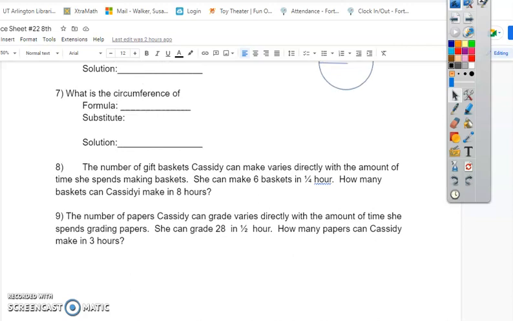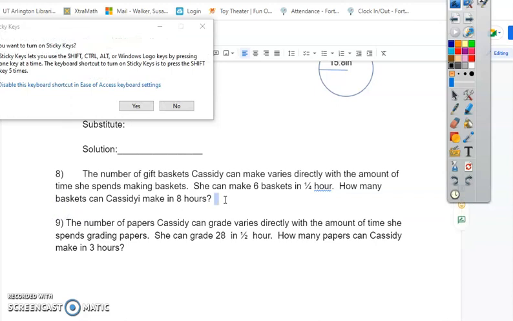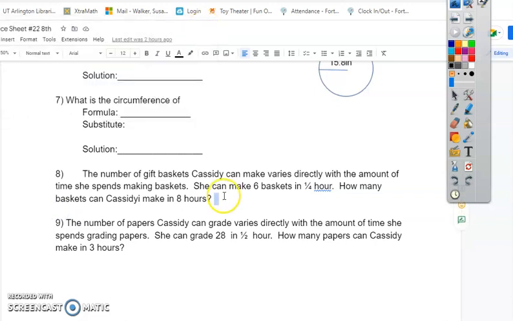Number 8. It says, and I'm going to have to give y'all more space on this one. It says, oh, why aren't you working? It's being moody, I guess.